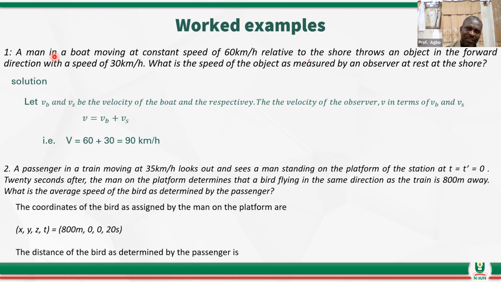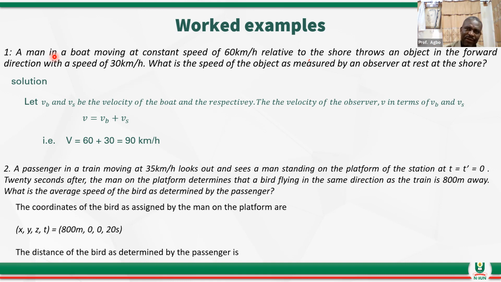And that will give us 60 plus 30, and that becomes 90 kilometers per hour. So somebody who is on the shore sees the ball moving at 90 kilometers per hour. But the person who is in the boat sees the ball moving at a velocity of 30 kilometers per hour. You can see how both measurements have been related. That's one good example of our application of this Galilean transformation.